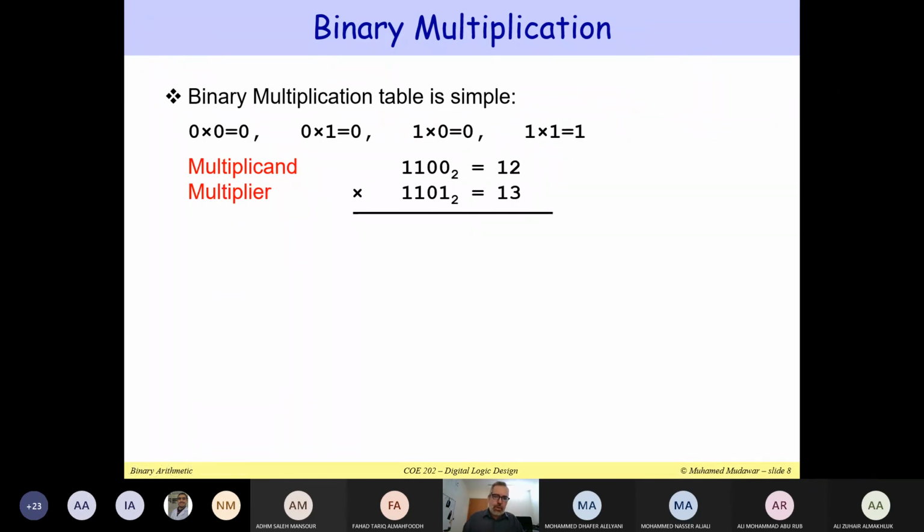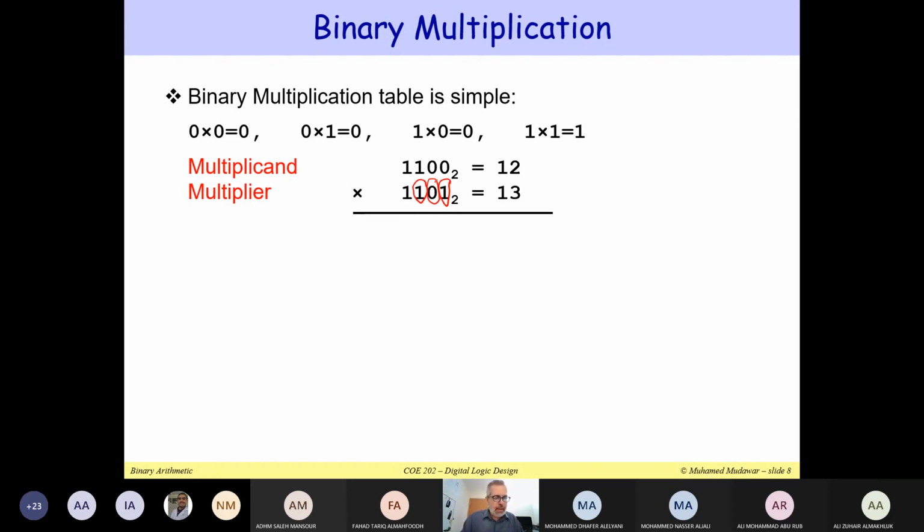Okay. So now what we have to do is that we have 2 numbers. The first one is called the multiplicand. The second one is called the multiplier. So what I have to do, I have to take each bit of the multiplier and multiply it by the multiplicand. So we start with this one here. When I multiply this one by the 1100, I'm going to get 1100. But then when I take the 0 and multiply it by the 1100, I'm going to get 0000. Here I have 1 multiplied by 1100, I'm going to get the 1100.